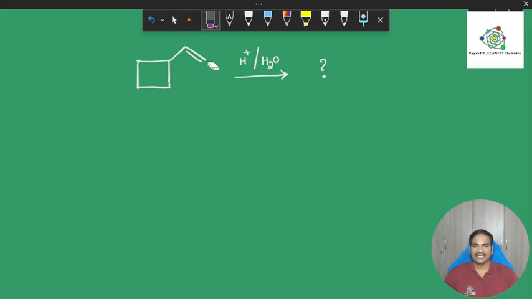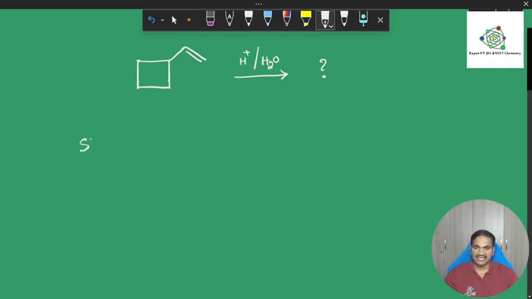Okay, so if you want to solve this question, first you should have an idea what this reaction is. That is acid catalyzed hydration. So this is an acid catalyzed hydration reaction. How many concepts are involved? Majorly two concepts are involved: concept number one, Markovnikov rule, and concept number two, ring expansion. So we check the steps one by one clearly.